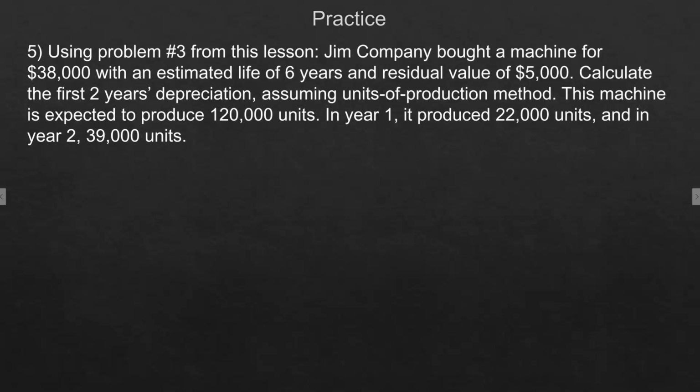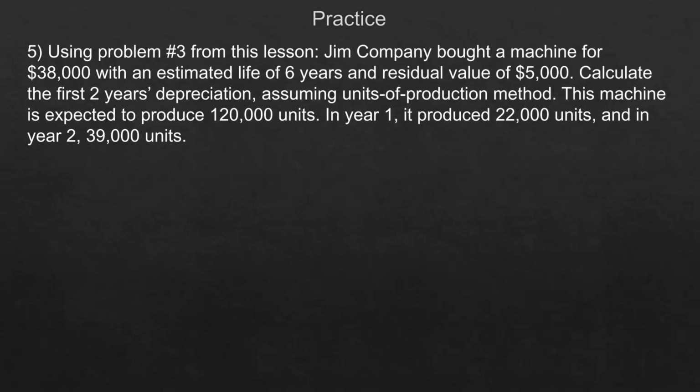Here's the next question. So this was back from the gym company that we use for the straight line depreciation. Gym company bought a machine for $38,000 with an estimated life of 6 years and residual value of $5,000. Calculate the first 2 years depreciation assuming units of production method. This machine is expected to produce 120,000 units.